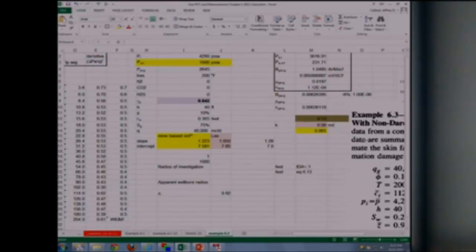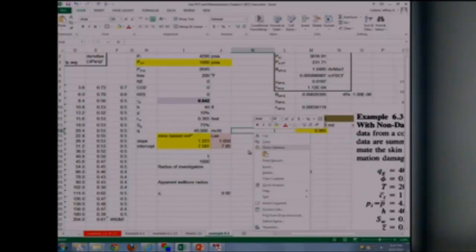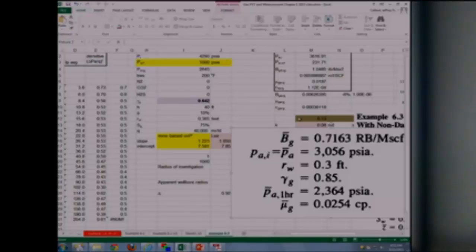We've got all this stuff in here. So they're saying the B sub G average is 0.7163 reservoir barrels per MCF. RW is 0.3. Oh, they told us the gas gravity. And they told us that the gas viscosity is 0.0254.